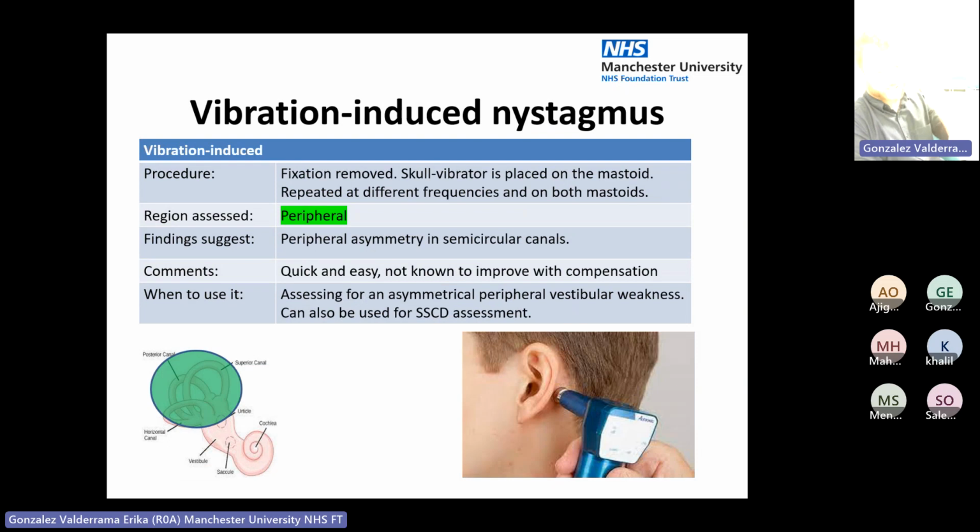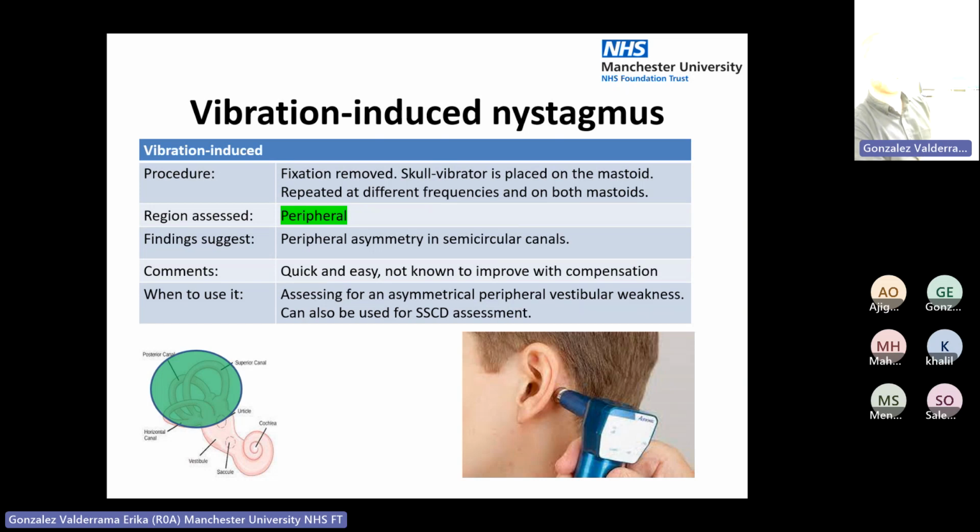This is a new test, which is great, and it's really quick to do. You basically vibrate the person's head at the mastoid. If they have a nystagmus that suddenly appears and is locked to when you vibrate, so you stop vibrating, the nystagmus goes away, that is a really nice, clear sign of a vestibular asymmetry. It doesn't tell you perfectly which side, although it often does.